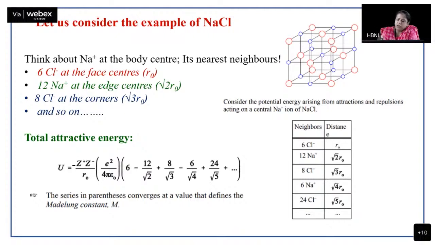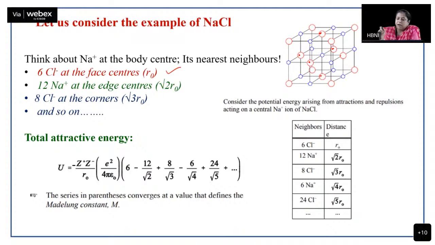Now concentrate on the sodium, the blue ball that is lying at the center of the cube. Its nearest neighbors are 6 chloride ions that are lying at the face centers. Precisely this, then top and then bottom, and then this back face and the front face, and then the left face and the right face. So it has 6 chloride ions at the face centers, and let us assume that the distance is R0, that is, between Na and the face center chloride.